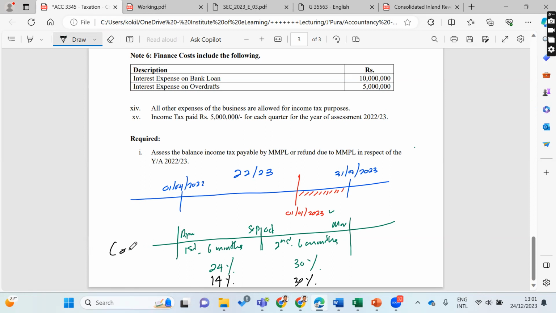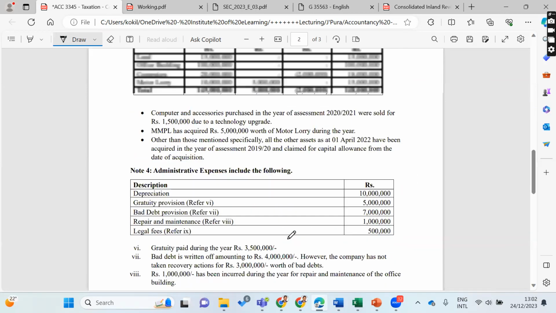For individual, it's 9 months and 3 months, right? 9 and 3. Here, 6 and 6, for companies. Even though they came up with this date, for companies they have made the provision to apply for the first 6 months and second 6 months. It's easy for you to compute because most of the companies can split properly into 6 months and 6 months, right? So without further ado, let's go to the computation, right?